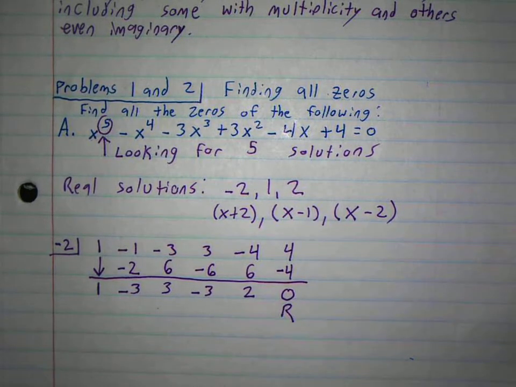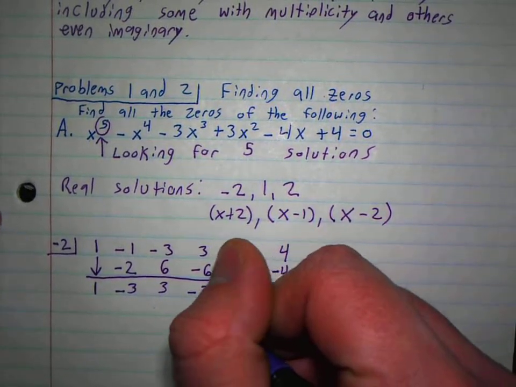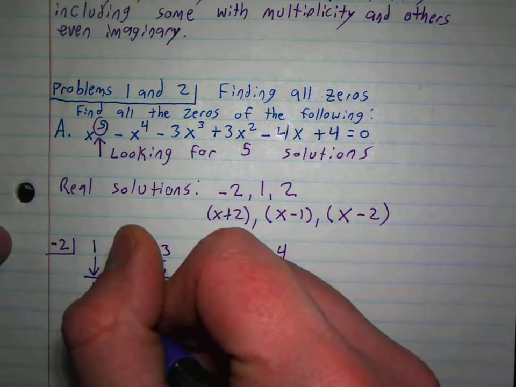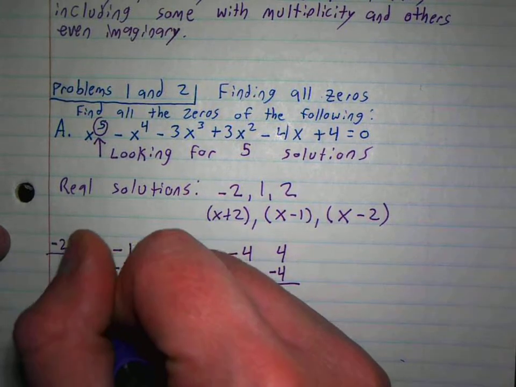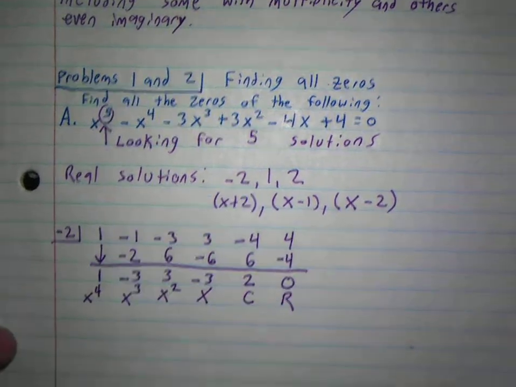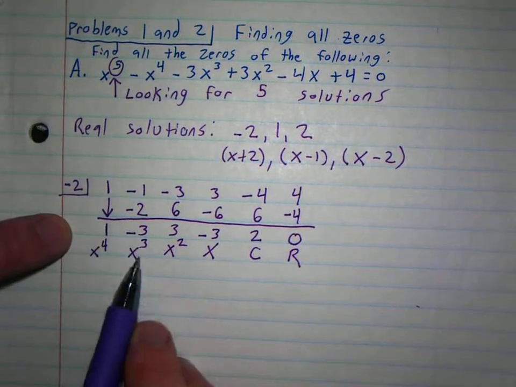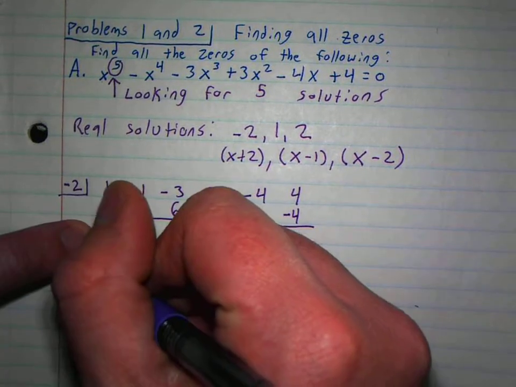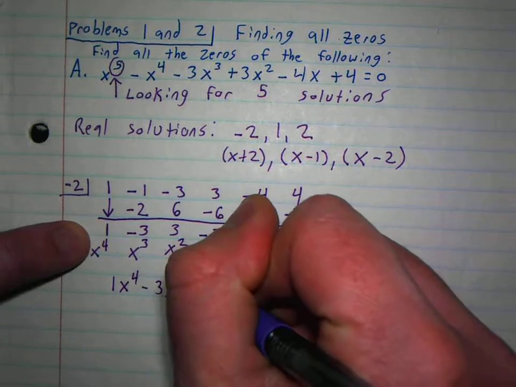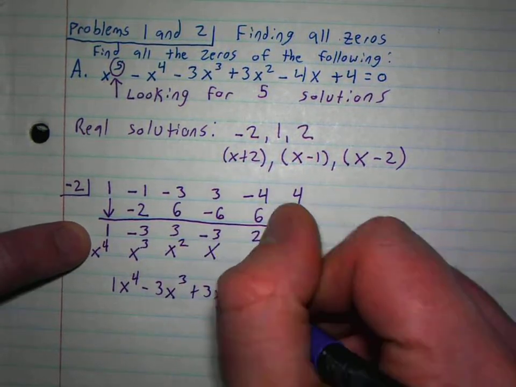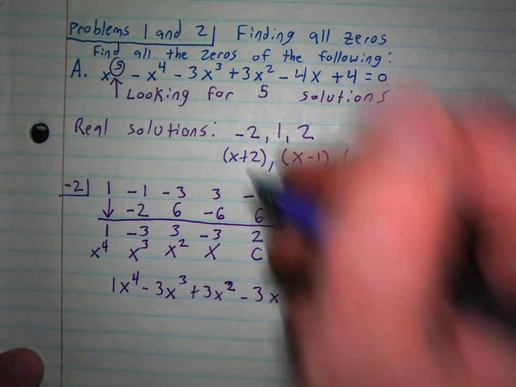Okay? And so if this is your remainder, this is your constant. That's your x squared, your x cubed, and your x to the 4th. Right? And then just like the quiz we had last week, you're going to put this number in front of each one, right? You get 1x to the 4th minus 3x cubed plus 3x squared minus 3x plus 2. So I took out a -2.